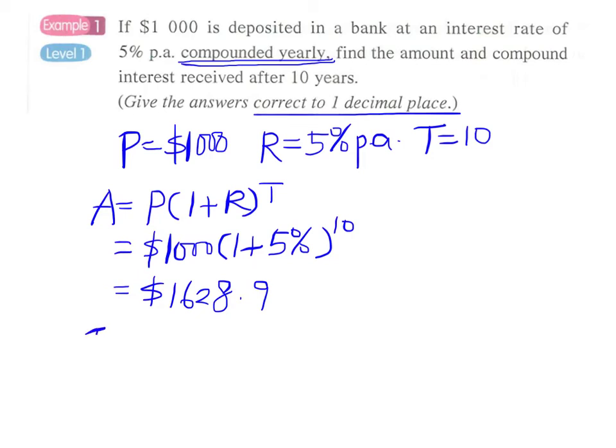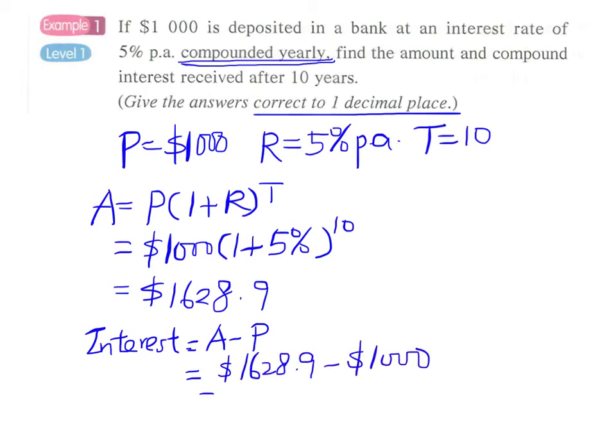And the compound interest will be A minus P. We subtract the principal from the amount, and this will be $1628.9 minus $1,000. And the answer is $628.9. So as we can judge from the answer, after 10 years, the total amount of interest is quite a substantial part of the original principal. We have $1,000 as the original principal, and after 10 years, we have a bit more than $600 as the compound interest.